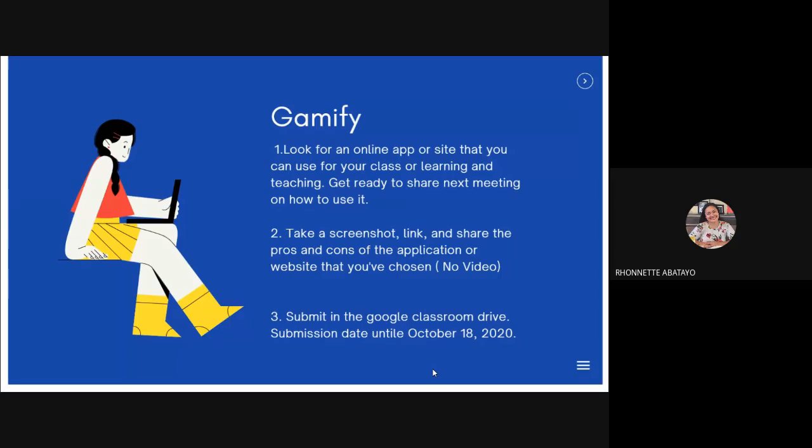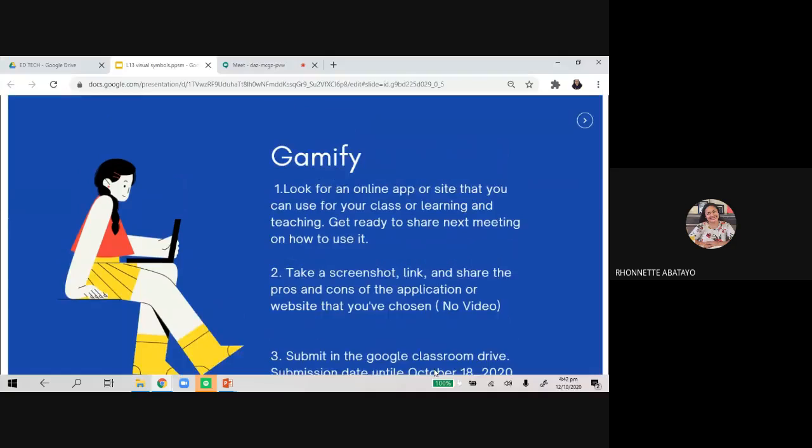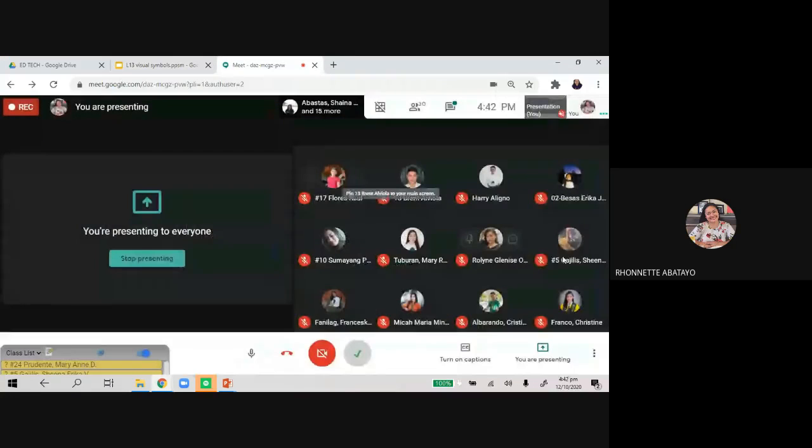Write what are the pros and the cons of using that application or website that you've chosen. No video needed. Just submit in the Google Classroom Drive. Submission date until October 18, 2020. Okay?